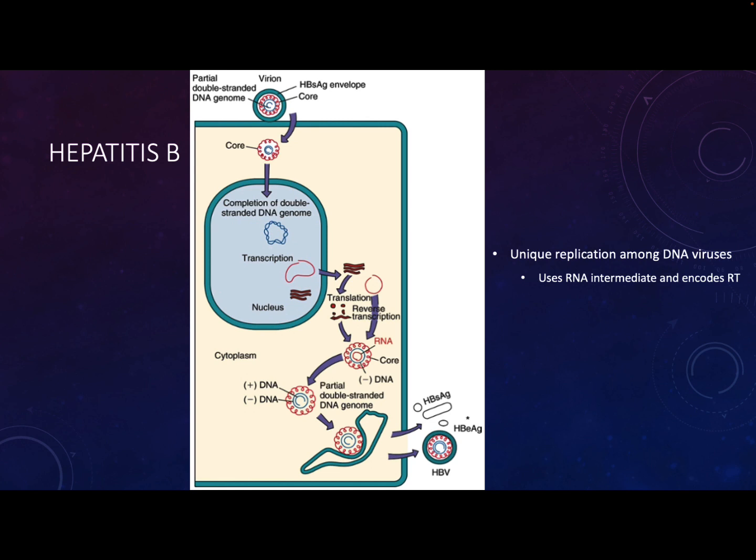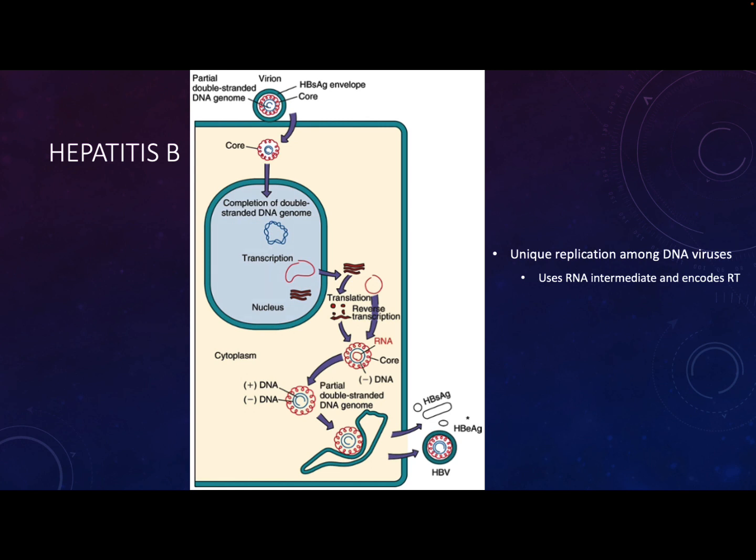Okay, so I told you it has kind of a weird replication. It's unique among DNA viruses. And so it actually will go into the nucleus, which is normal for a DNA virus. It will transcribe its DNA into RNA, also normal for a DNA virus. Now, normally what a DNA virus would do is inside the nucleus, it would also replicate its own DNA, right? So that when it goes to assemble the virions, it will be able to package its DNA into the virion.